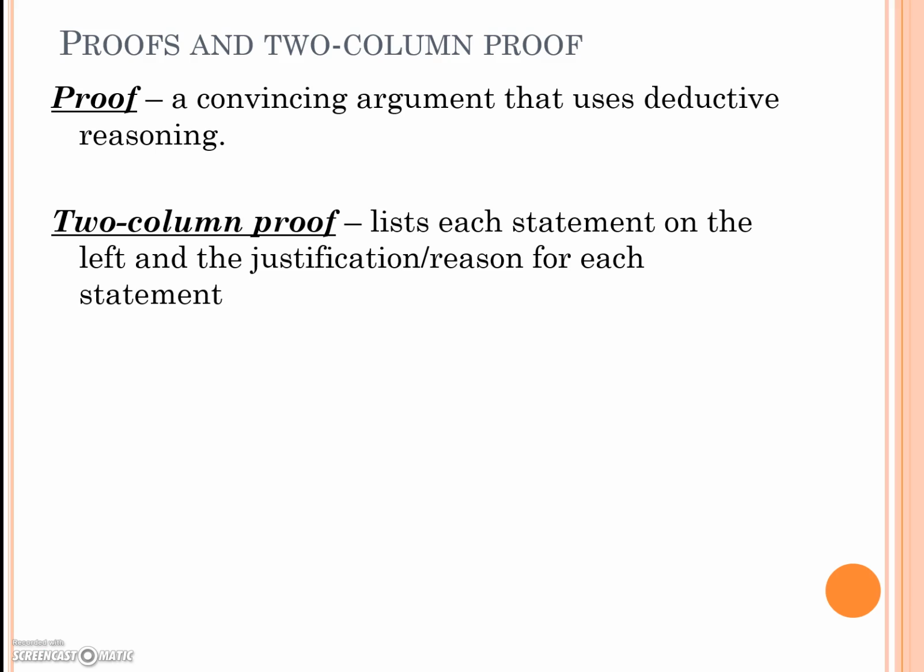The last thing I want to go over with you is proof. We're going to be doing a lot of two-column proofs in this unit, and I want to make sure we know what they are. A proof is an argument that uses deductive reasoning, so the if-then kind of idea. In a two-column proof, we list each statement on the left and the justification, or reason, for each statement on the right. So this is how we set it up.